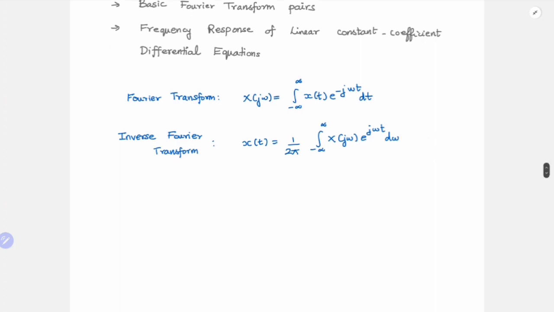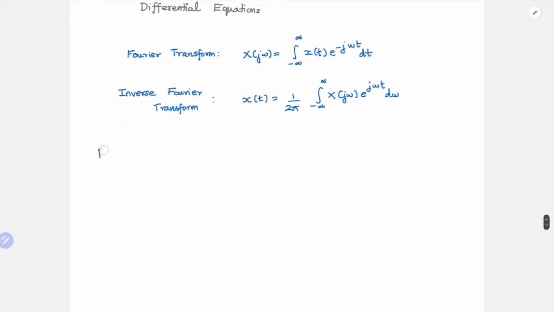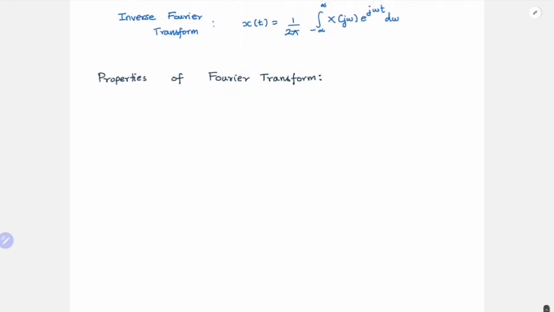So now let us see some interesting properties of the Fourier transform. So this will be similar to whatever we saw for the Fourier series, but with some special cases as well. Okay. So the first property we'll see is the linearity property.